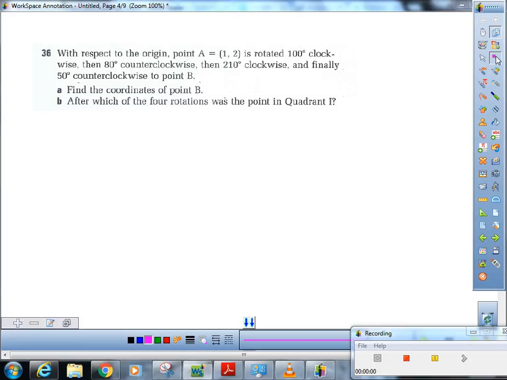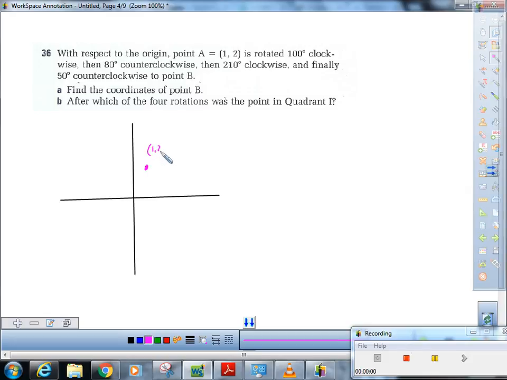This is kind of secretly about circles, kind of. Okay? So you've got this point (1, 2). It looks something like that. Now, just for the sake of this problem, I want you to imagine that this point is connected to the origin with a line segment. Okay? What that does is it makes imagining the rotation easier to understand. So, it's rotated 100 degrees clockwise.